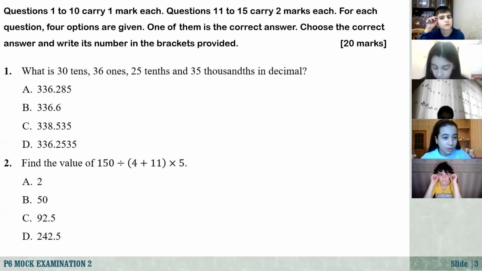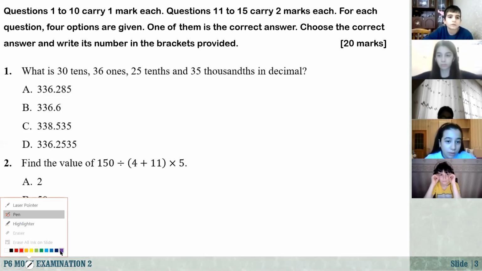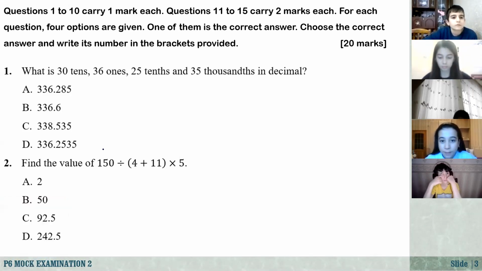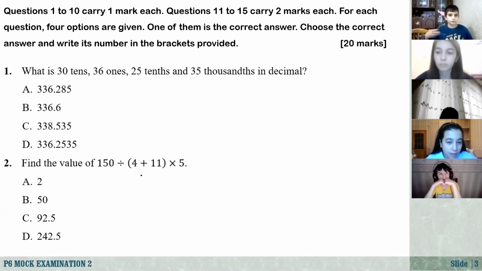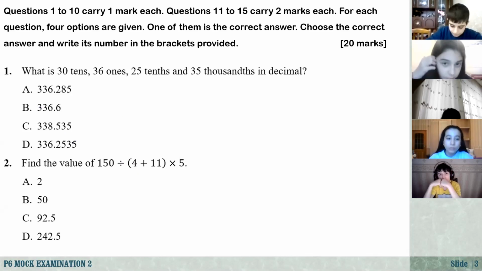Question 1 to 10 carry 1 mark each. Questions 11 to 50, 2 marks each. For each question, 4 options are given. One of them is the correct answer. Choose the correct answer and write its number in the bracket provided. Actually here it was given as 1, 2, 3, 4, but I changed this to A, B, C, D. So here you'll just have to circle the right answer.